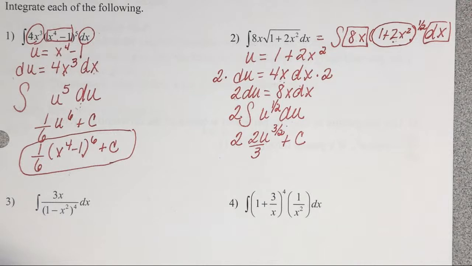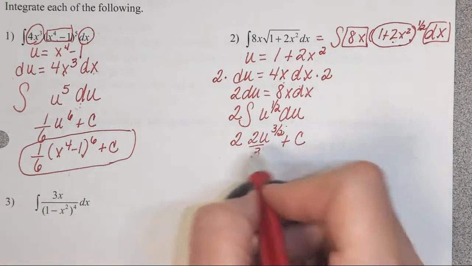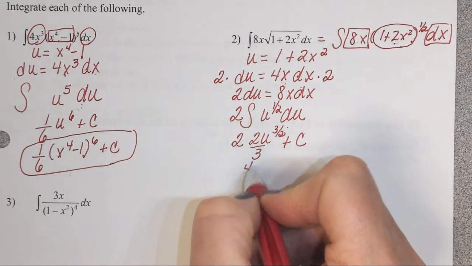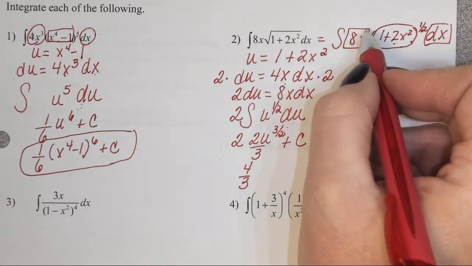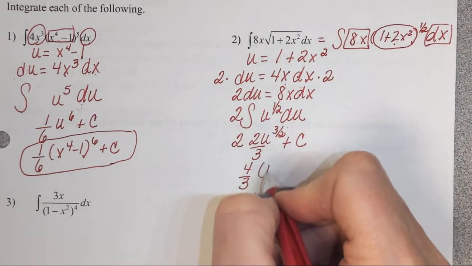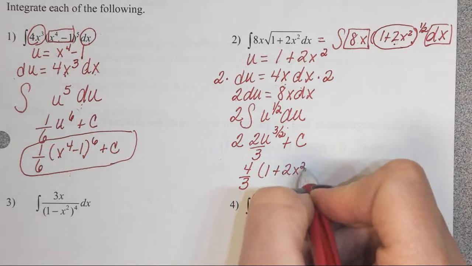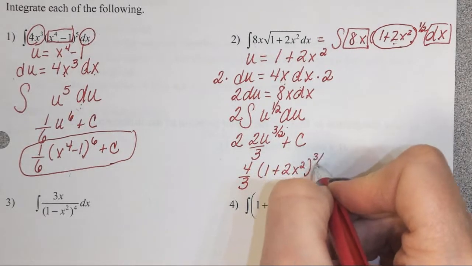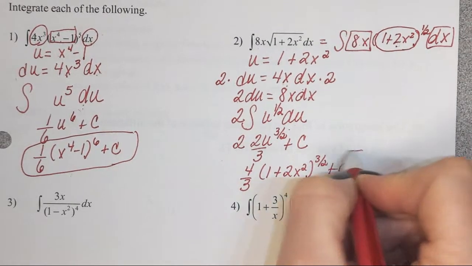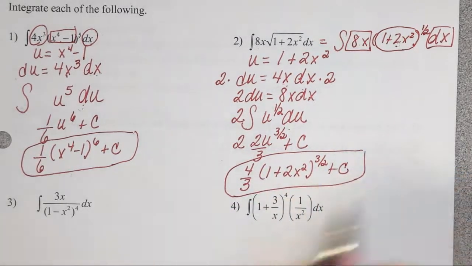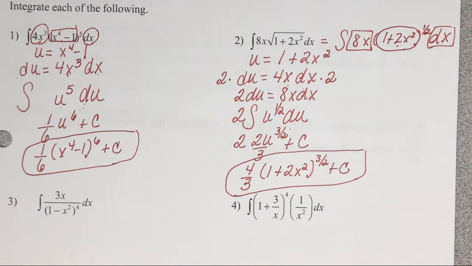And now we just have to plug back in for our u. So 2 times 2/3 is 4/3. We look at what u was, and that's going to be the integral. So that very complicated integral turned into a pretty easy problem after the u sub.